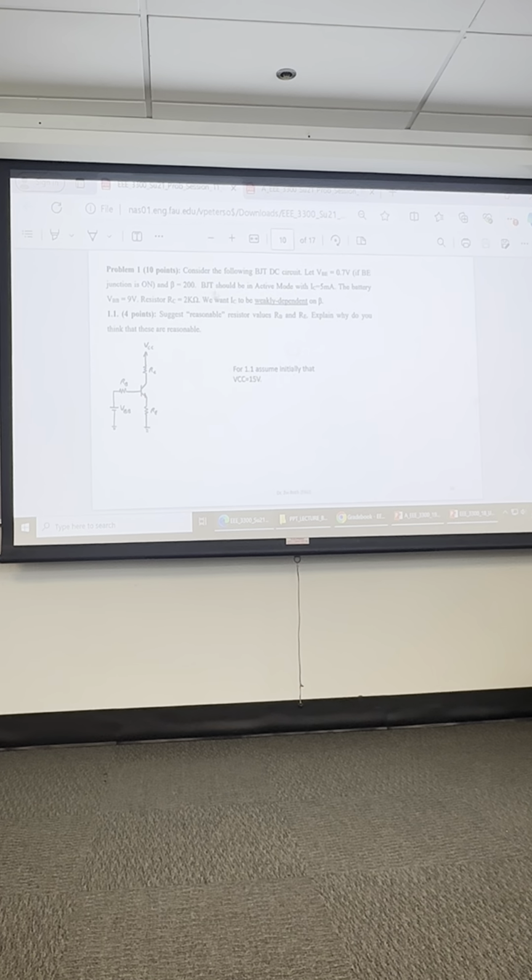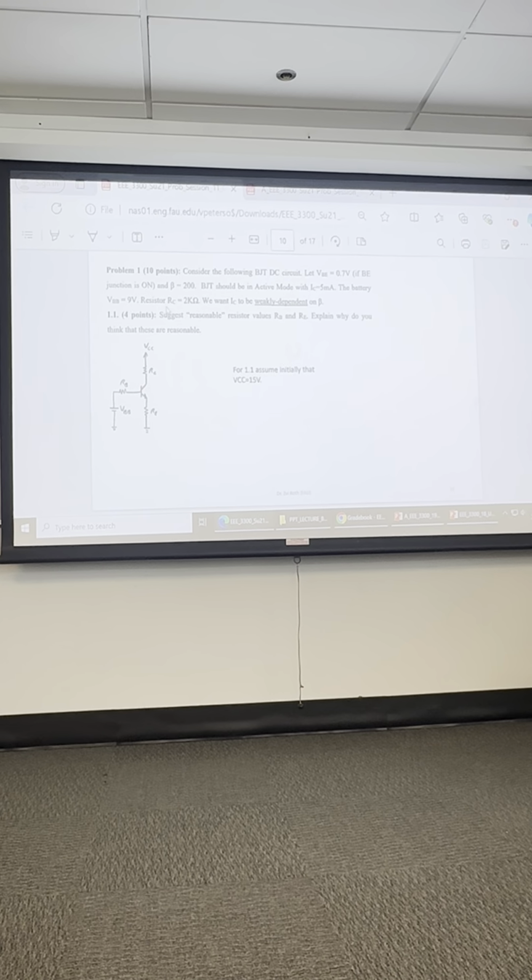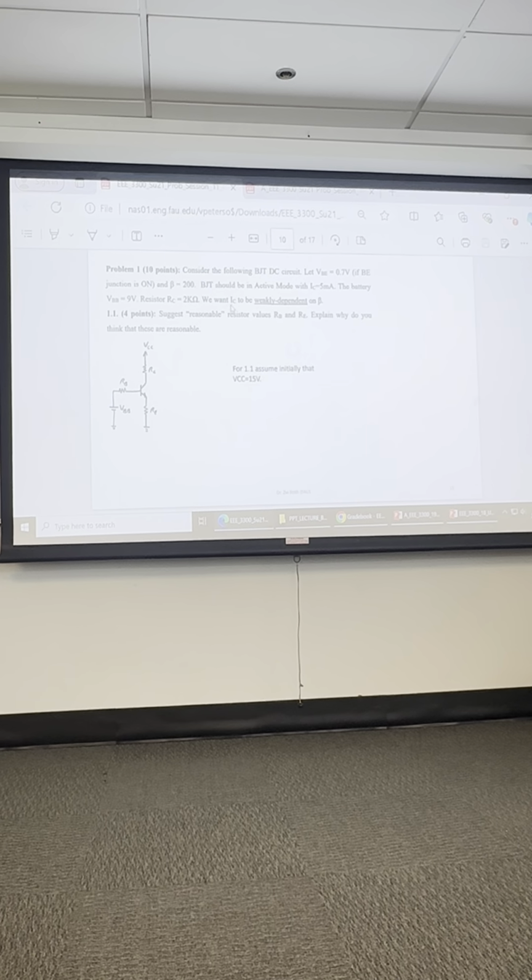This problem is saying, consider this circuit. I sub C is 5 milliamp. The battery is 9 volts. The resistor R sub C is 2K. And we want I sub C to be weakly beta dependent. What does this term mean here?